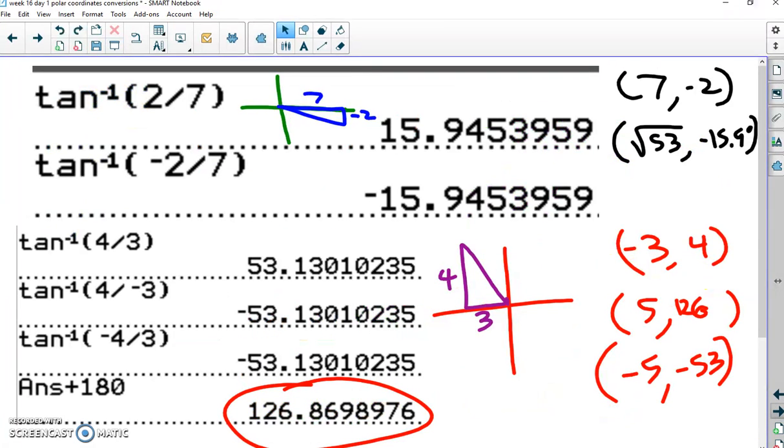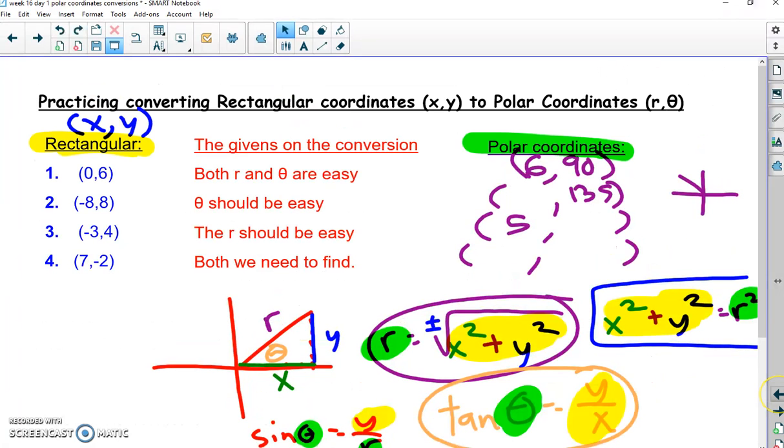Now, go get me the 7, -2 guy. I left that one completely blank. Why don't you go get me the 7, -2 guy and write it in a polar kind of coordinate set. I'll hit pause for a brief second.